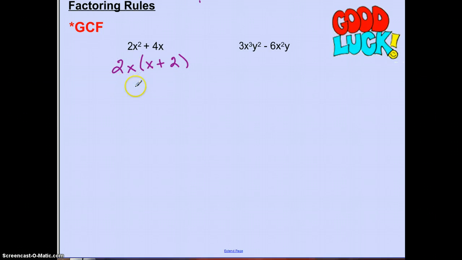So to factor this one, I would be able to divide out a 2x, and that would leave me, in parentheses, x plus 2. And if I want to double check it, I can multiply it back out and see if it works. 2x times x is 2x squared, and 2x times 2 is 4x.